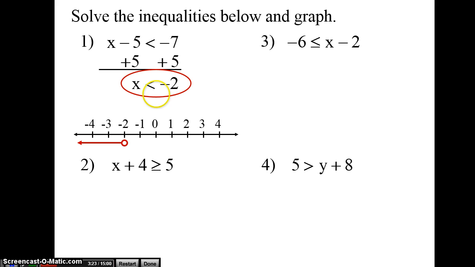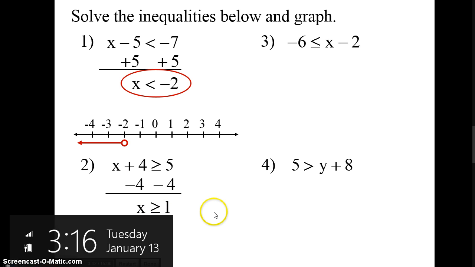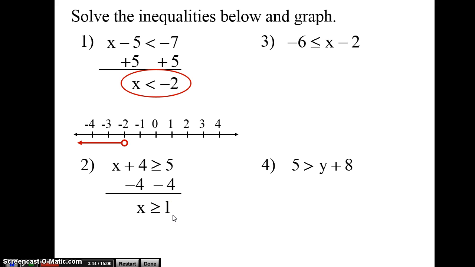Here's number 2. X is added with 4, and it's going to be greater than or equal to 5. So instead of adding 4, we're going to subtract 4, which is simply 5 minus 4, which is 1. I'm going to keep the greater than or equal to sign, so x is greater than or equal to 1. Now I can check my answer by choosing any number that is greater than or equal to 1, maybe like 10. If I put 10 into the inequality, is 10 plus 4 greater than or equal to 5? Well, 10 plus 4 is definitely greater than 5 because it's 14.